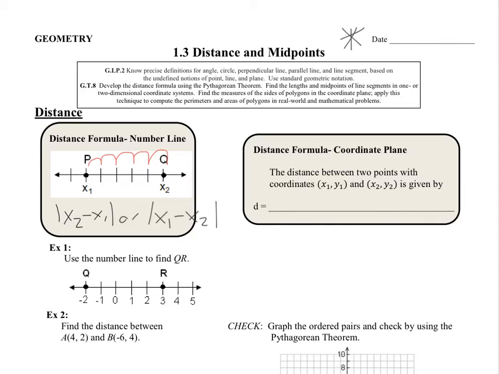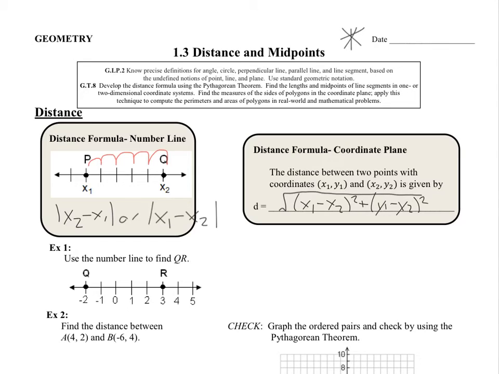The next distance formula we are going to learn about deals with the coordinate plane. So this is finding the distance between 2 points. And we are going to denote these points as x1, y1 and x2, y2. Now, to find the distance between those 2 points, what we are going to do is take the square root of x1 minus x2 all squared plus y1 minus y2 all squared.